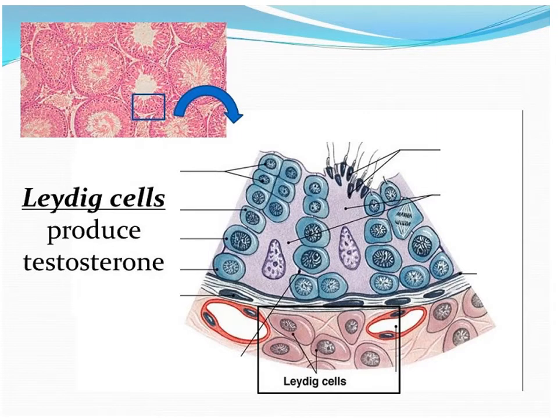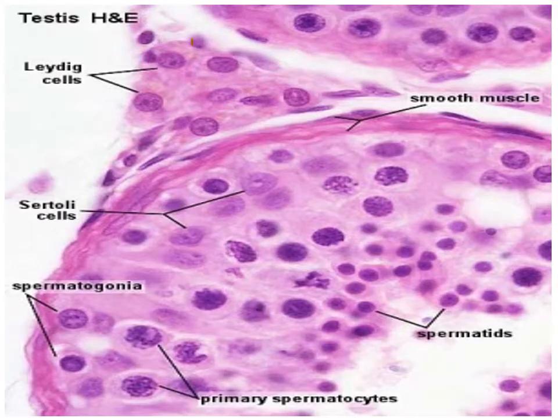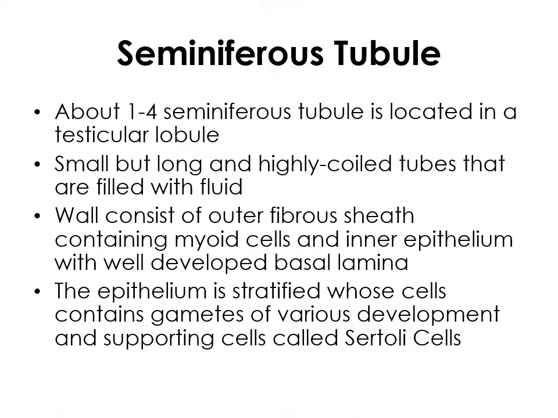These are the Leydig cells that produce testosterone. Then these are just pictures of the seminiferous tubule, about 1 to 4 seminiferous tubules located in a testicular lobule. Its epithelium is stratified and contains gametes of various development and supporting cells called Sertoli cells.